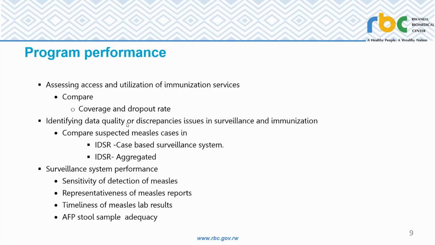The other kind of indicators we have are for surveillance system performance, for instance, the sensitivity of measles detection, the representativeness of measles by geographical area, the timeliness of lab results, and also indicators associated with the lab, for instance, the stool sample adequacy.